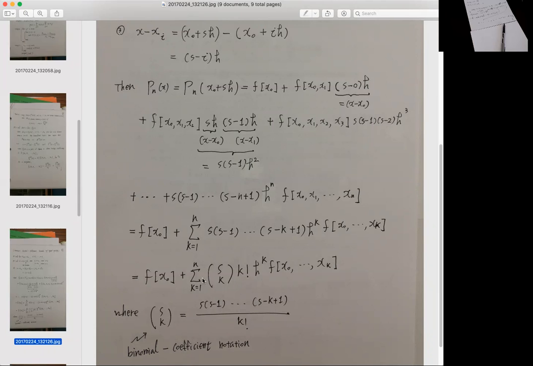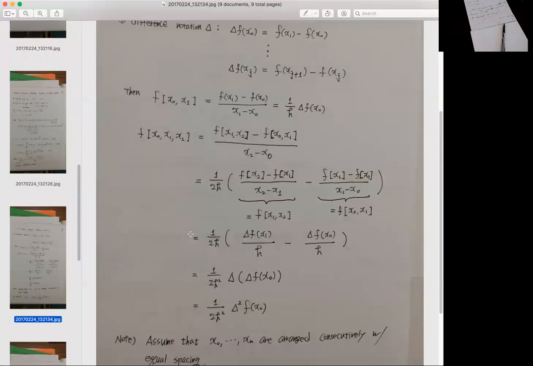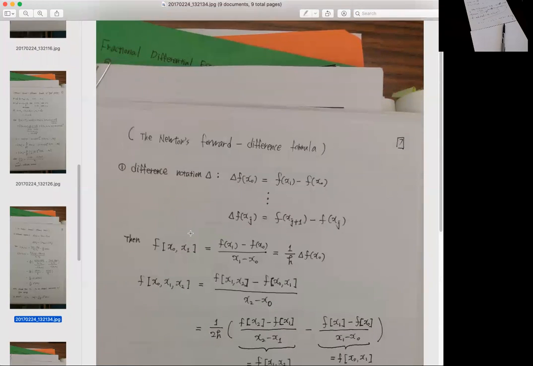Okay, so the combination s and k definition is what? S times s minus 1 through s minus k plus 1 divided by k factorial, and then multiplied by k factorial, we're going to get the product of s through s minus k plus 1, right? Okay, so we can simplify. We can further simplify the expression of this one, Newton's divided difference, like this. So next one is Newton's forward difference formula.